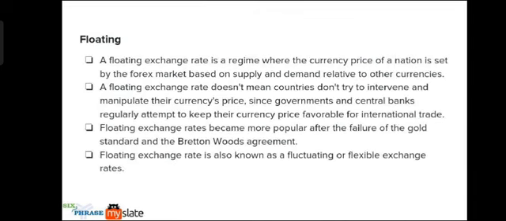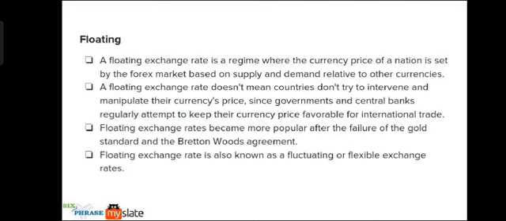And another type is the floating exchange rate. A floating exchange rate is a regime where the currency price of a nation is set by the forex market based on supply and demand relative to other countries. A floating exchange rate doesn't mean countries don't try to intervene and manipulate their currency price, since governments and central banks regularly attempt to keep their currency's price favorable for international trade.